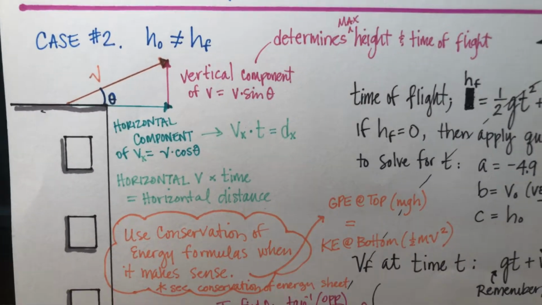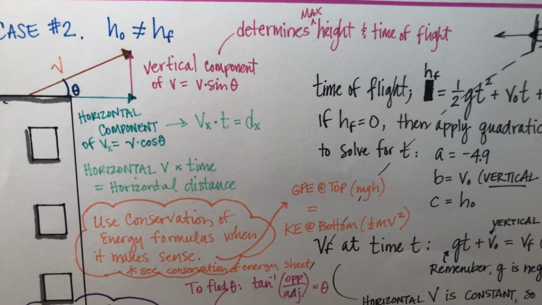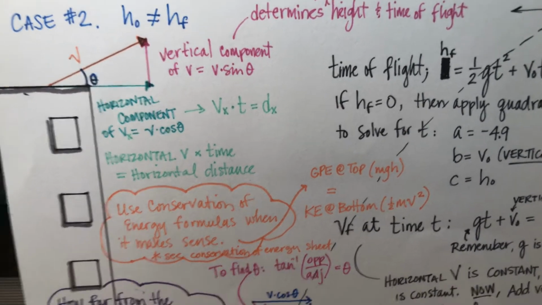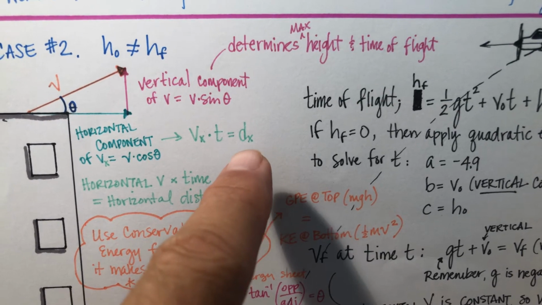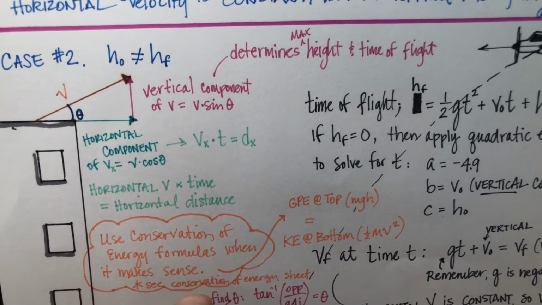Okay, so case number two is where height initial is not equal to height final. The maximum height is determined by the vertical component. Horizontal component then times the time will determine the distance from base of the building. So our horizontal v times t is the horizontal distance.